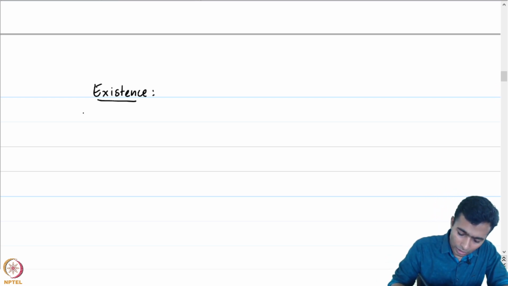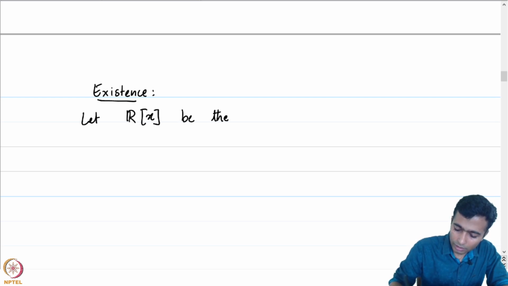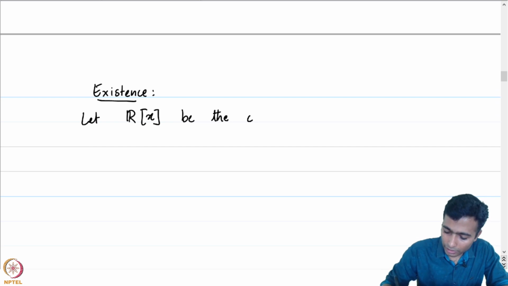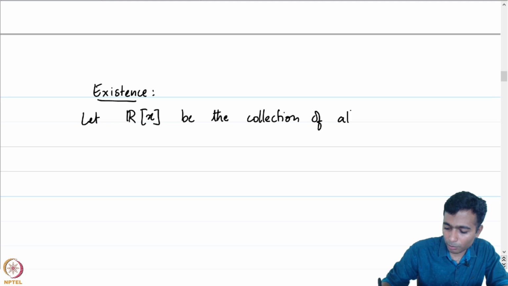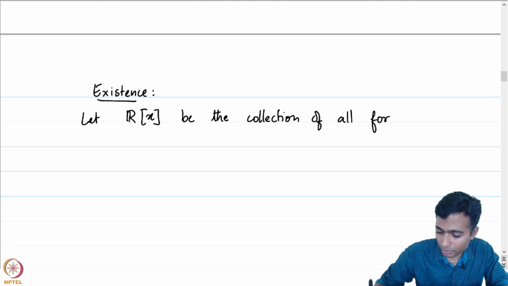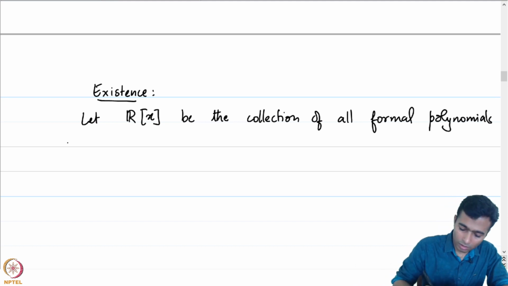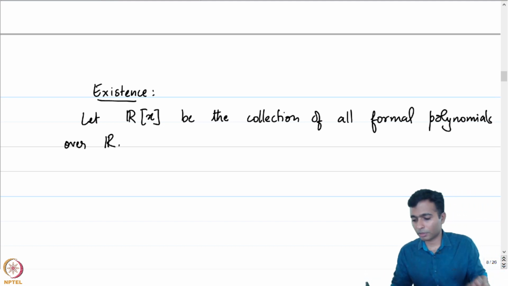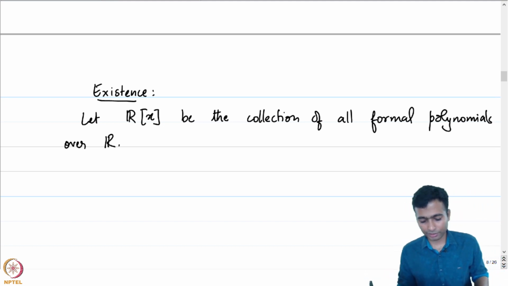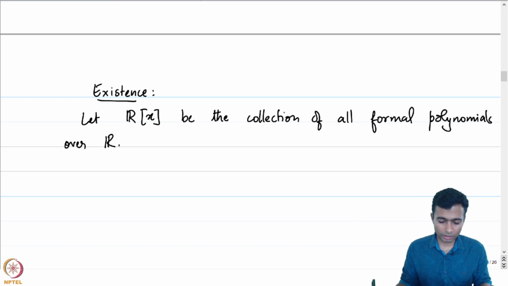All right, so let R[x] be the collection of all polynomials, formal polynomials, over R, the field of real numbers. So formal polynomials, there is no need to make the distinction here, but nevertheless, let me make the right definitions.